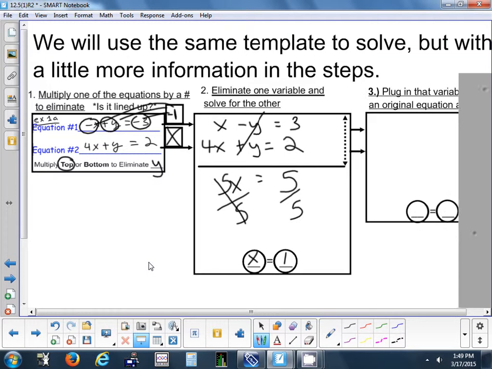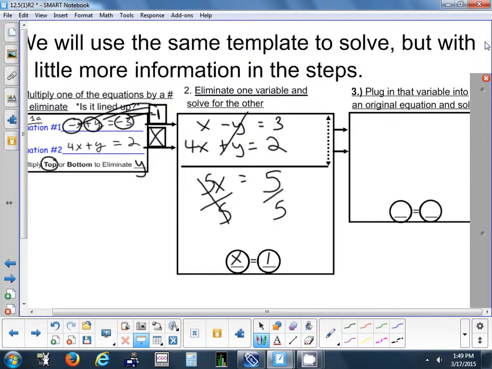Right, last box. Just like we did yesterday. Plug that variable that we just got into an original equation and solve. Again, this is where you have the freedom. It's up to you. You can use the top one or the bottom one. It's entirely up to you.